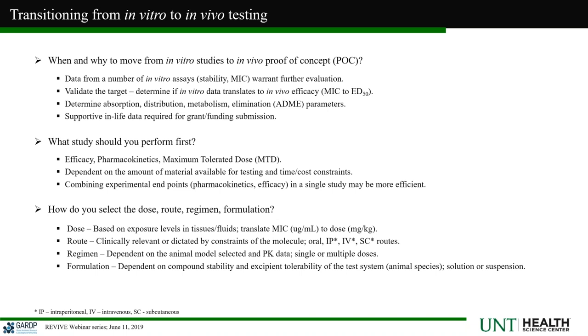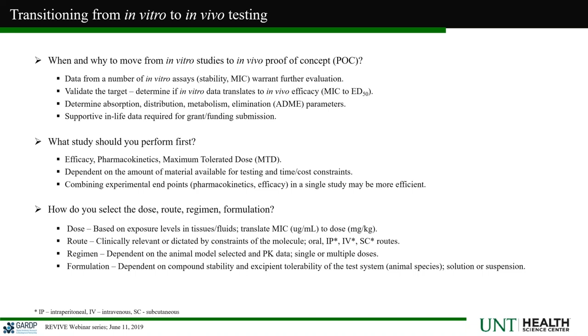So where do you go? When do you move from in vitro screening to an in vivo model? And that question has changed over the years, back from when I started in the 80s to what it is today. So where do you go from in vitro assays? Well, you have a lot of data from a number of in vitro assays. You have an MIC panel. You have information about the stability of the compound, and you want to move forward. But when do you do that? How do you translate that in vitro data to in vivo efficacy?